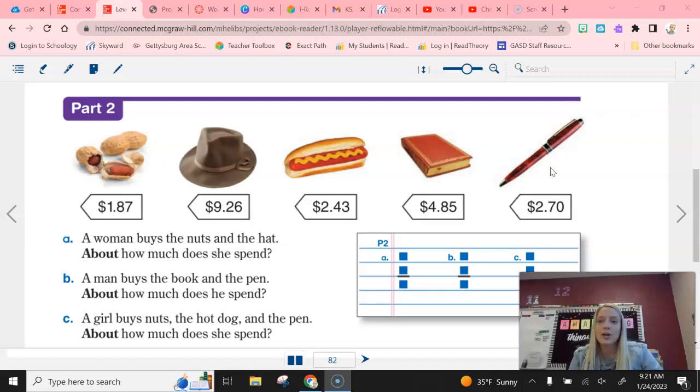Ooh, this one's a little trickier. You ready? The girl is buying 3 items now. She's going to buy the peanuts, the hot dog, and the pen. I don't know why anyone would need peanuts, a hot dog, and a pen, but the girl's going to be buying that. Okay, so pause right now. I want you to add the peanuts, the hot dog, and the pen. Pause.